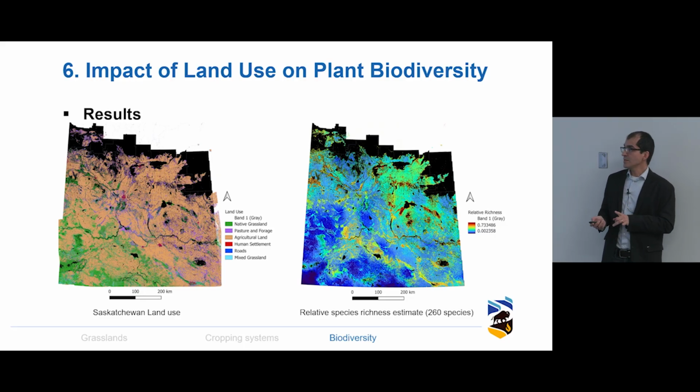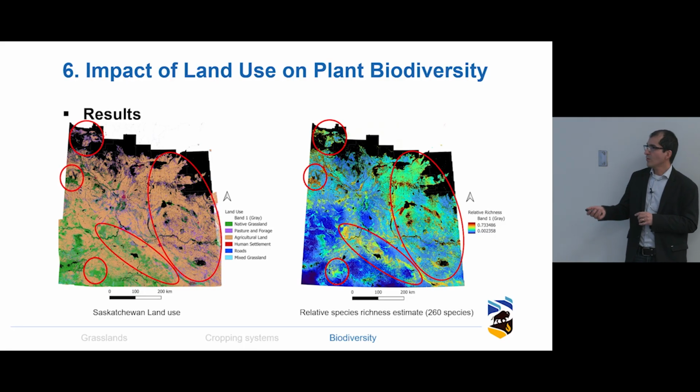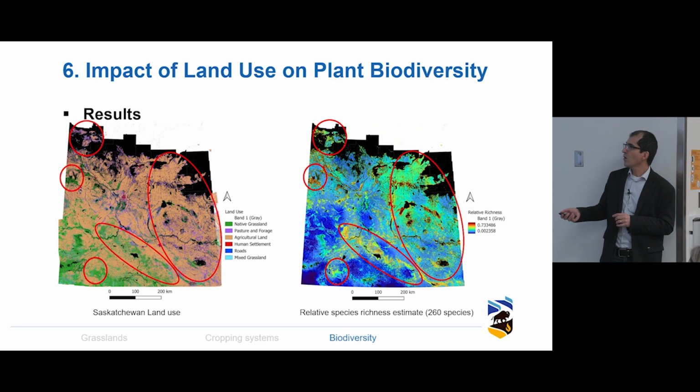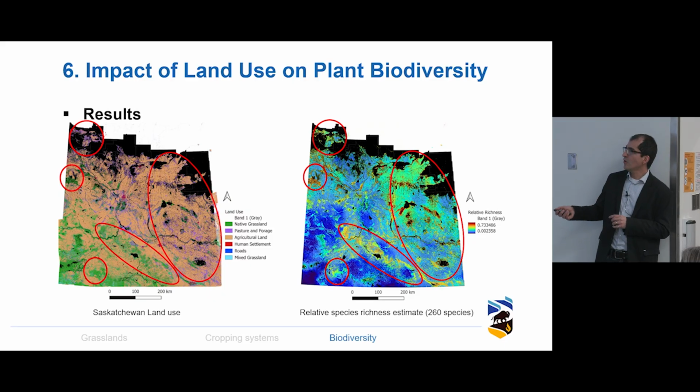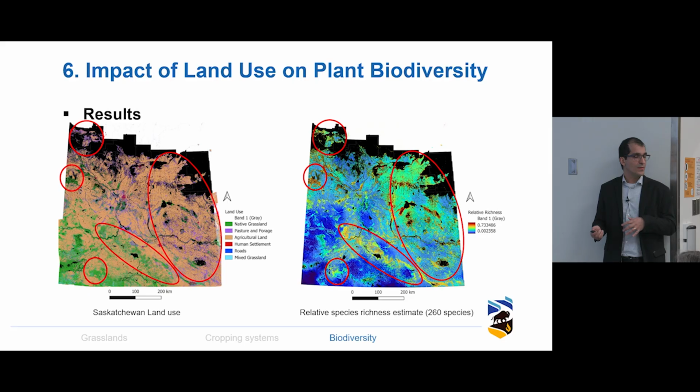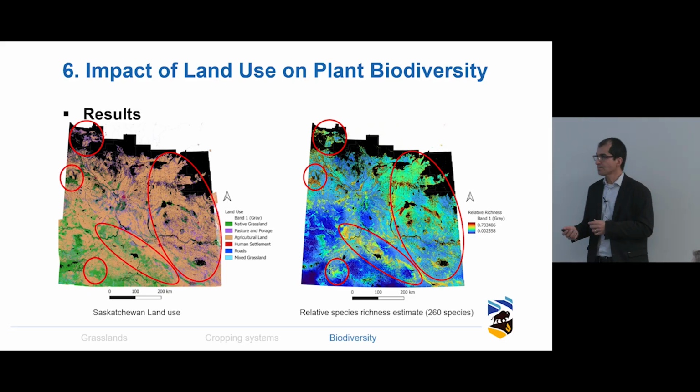So what was neat for us to see is that whenever you have annual cropping, you have light green to blue. That means lower biodiversity there. And for other areas where you have land uses associated with beef, such as grasslands and pastures, you have yellow, orange to red. That means higher diversity, right?